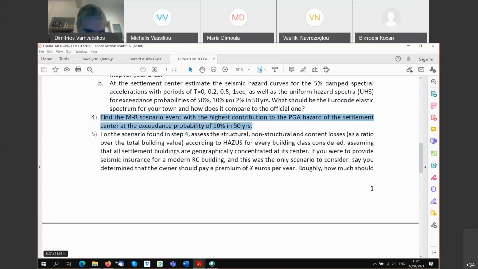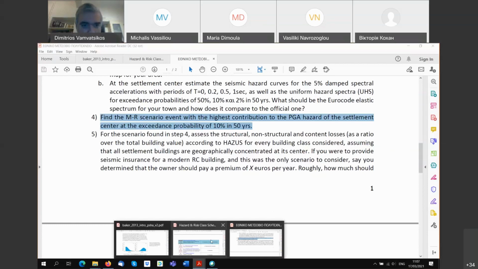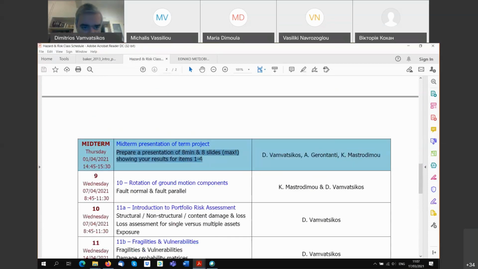So I think that pretty much covers it. Yeah, there you go. We want a presentation of 8 minutes and 8 slides maximum, showing your results for items 1 to 4. So that pretty much covers it.